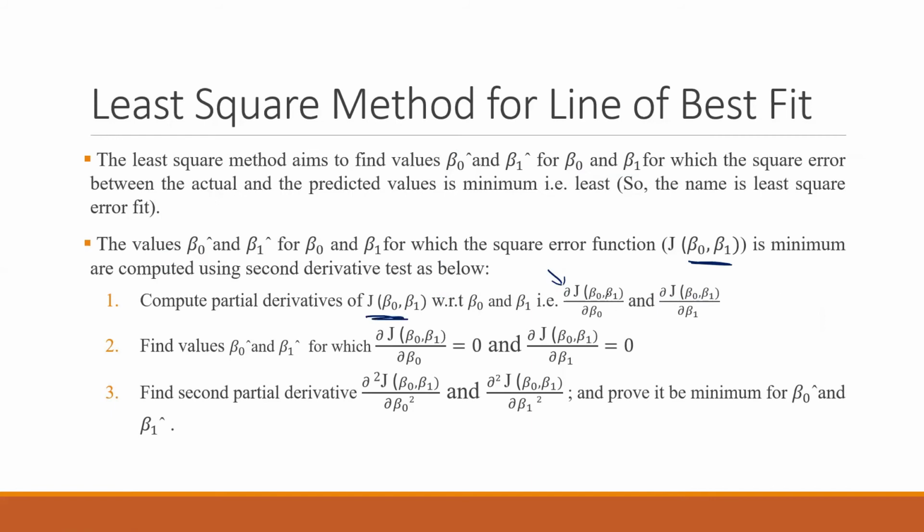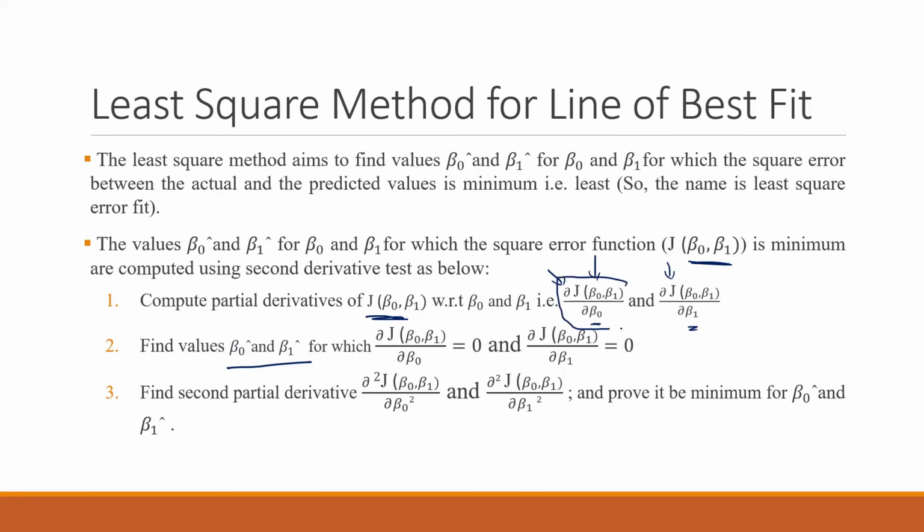If you try to compute the partial derivative, you have to do it for beta naught as well as beta 1, twice. The formula we will look into now. Let's say we have these two things, and we want to find the values of beta naught hat and beta 1 hat. So you have to equate them to 0.